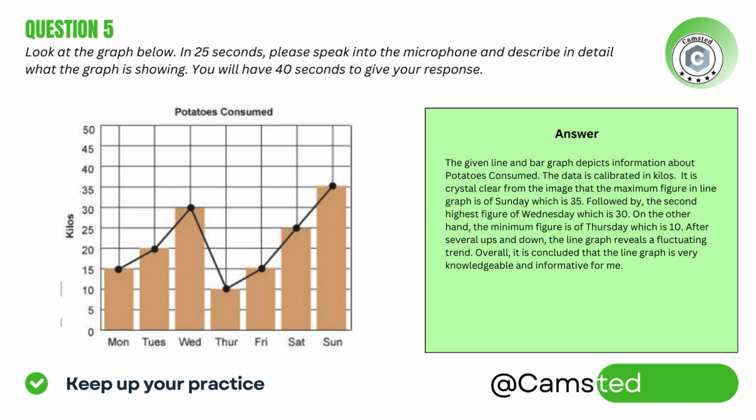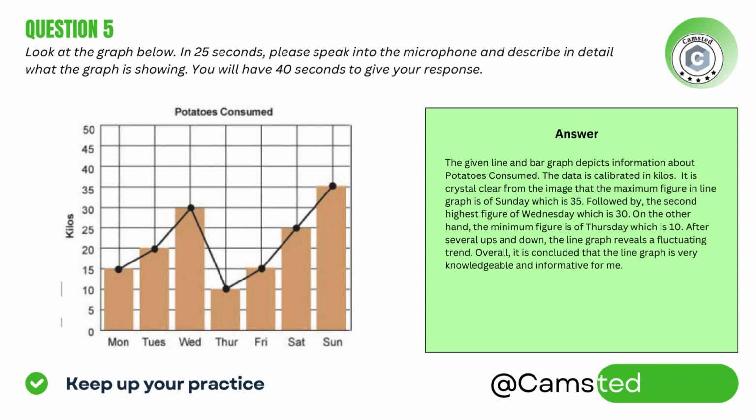The given line and bar graph depicts information about potatoes consumed. The data is calibrated in kilos. It is crystal clear from the image that the maximum figure in line graph is of Sunday, which is 35. Followed by the second highest figure of Wednesday, which is 30.